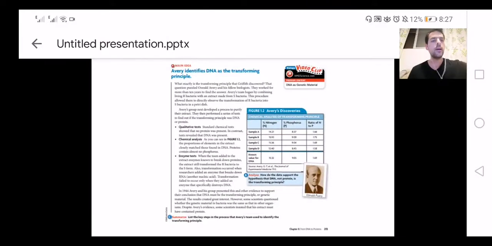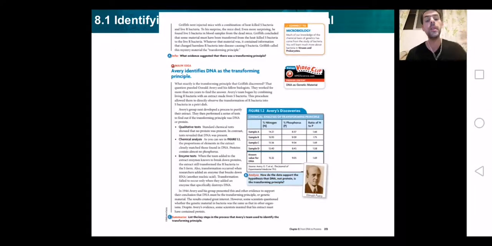Next time we are going to study the next experiment done by a scientist called Avery. He used the information from Griffith's experiment and modified the experiment to gain stronger evidence about what this transforming principle is. What is this thing that went from the S bacteria to the R bacteria and made the R bacteria strong? That's the point that we're going to study next time.